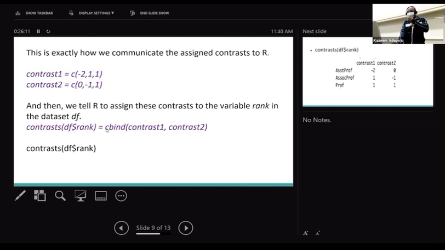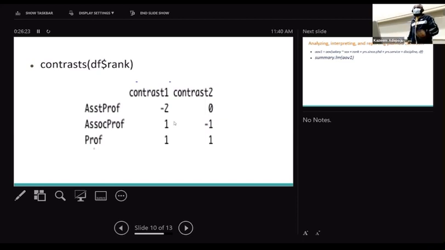Okay, and that's going to be C by contrast 1, contrast 2. Then I'm going to write contrast df $sign of that. This is what you're actually going to see. R has automatically done that. Take a look at that. Okay, you can see contrast 1, contrast 2, and you can see the cadre.